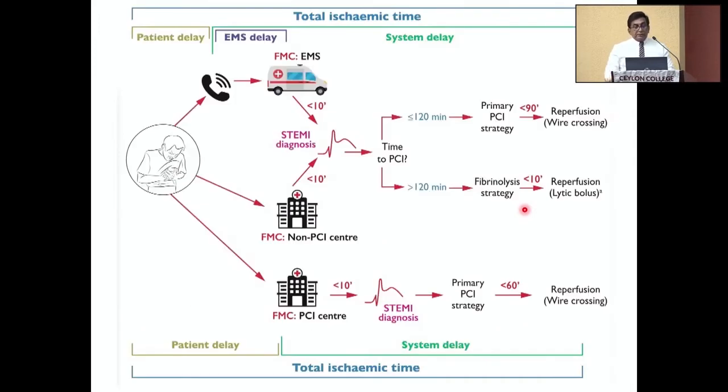And if the patient comes to a non-PCI center, for instance Ragama, what to do? Again, you make a diagnosis within 10 minutes, and depending on the time delay, you have to decide. If you think you can get the patient to the cath lab and get the vessel open within 120 minutes, you transfer the patient for PCI. If there's a delay, you have to do immediate thrombolysis within 10 minutes.